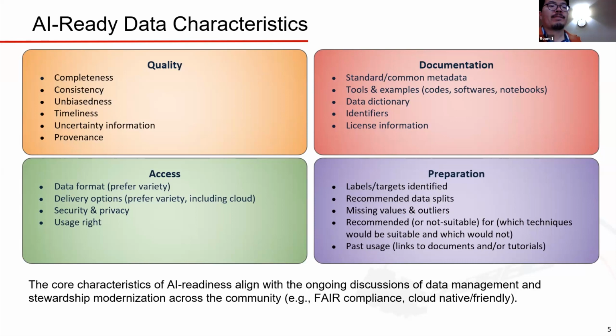And bias, or unbiasedness, in the data is a huge discussion right now. I'm sure we're going to show some results later on. And also timeliness and uncertainty information. I think uncertainty information has also been called out by George, and it is extremely important when you're trying to feed data into a machine learning application. When you have higher uncertainty in the input data itself, how can we understand the uncertainty propagation from the input data all the way down to the outputs?